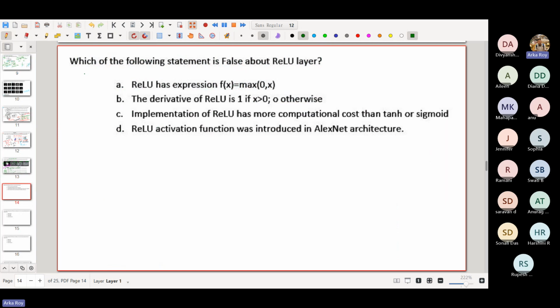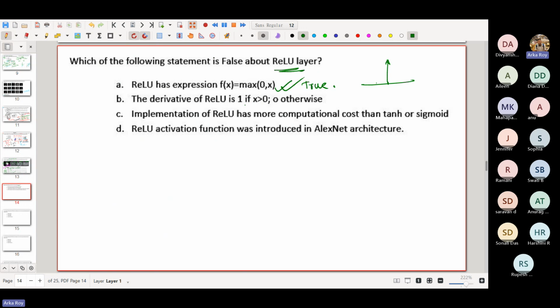So the next question states: which of the following statements is false about ReLU. So we need to see which is false. Okay. So ReLU has an expression max(0, x). So this is true. Okay. So the derivative of ReLU is 1 if x is greater than 0 and 0 otherwise.